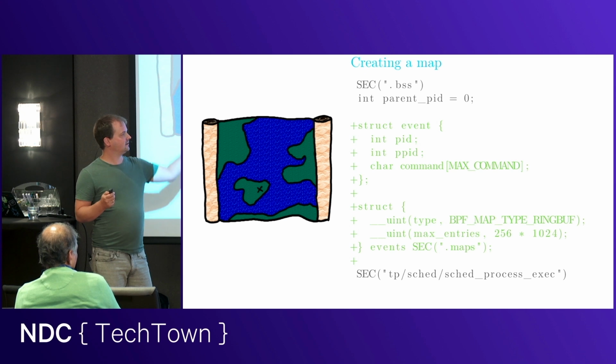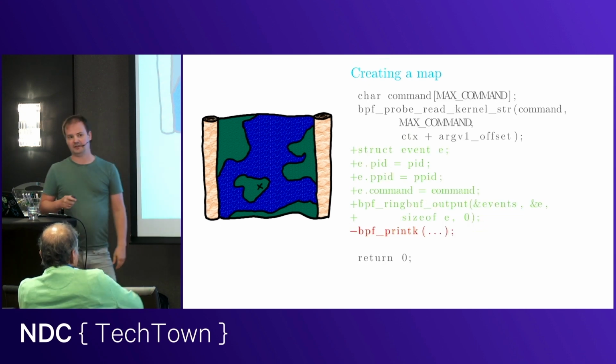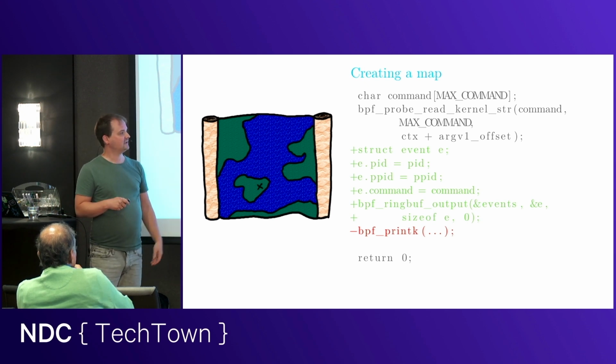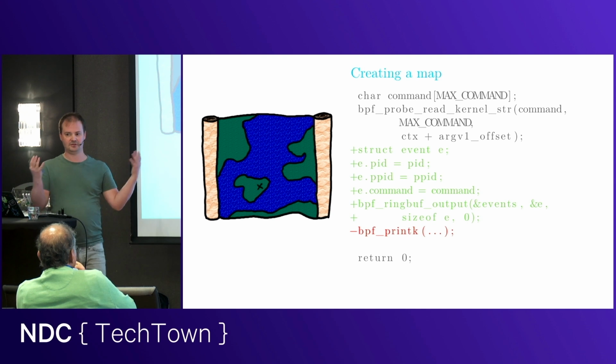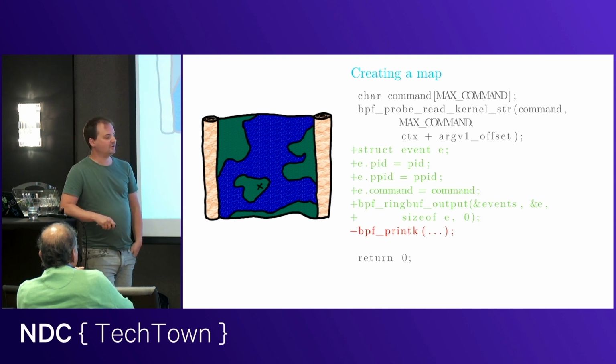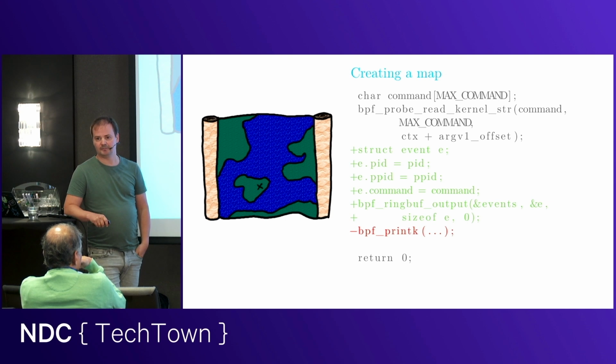Now, to put this information into the ring buffer, you create an event struct, basically how you would do it in a normal C program. You have the PID, you have the PPID, and you have the command, and you just give that information to the event struct. And then you do BPF ring buff output to the events struct, and you give it the size of the object that you're putting on it. And then we can remove the BPF printk, because now we're sending this information up to, well, technically someone else.